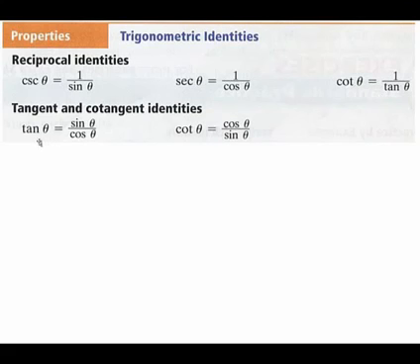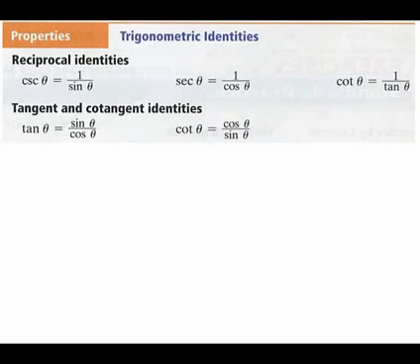By definition, we already know that tangent is equal to sine over cosine, okay? We get this from right triangles in the unit circle. So tangent is equal to sine over cosine. So since cotangent is the inverse of tangent, we're just flipping this right here. So cotangent is equal to cosine over sine, all right?